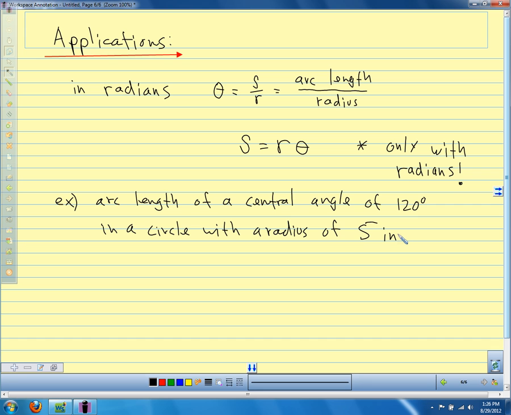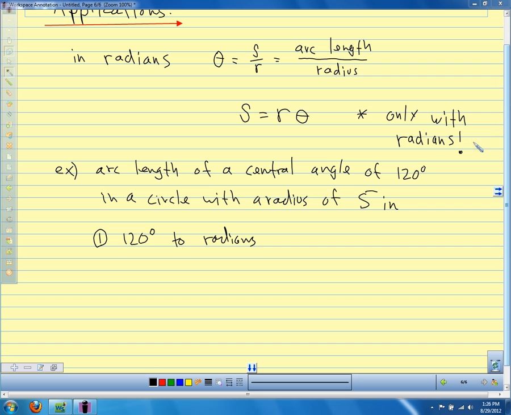So for this one, what do we need to do first? We have to work in radians. So our first step is 120 degrees to radians. So we have to switch it to radians. So 120 degrees to convert times pi over 180, and I get, what does this come out to?